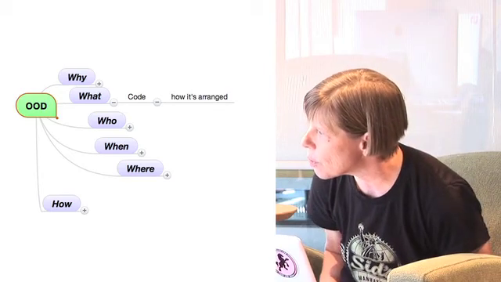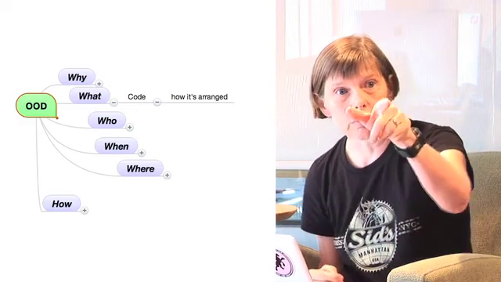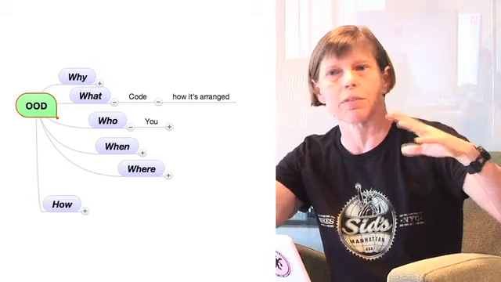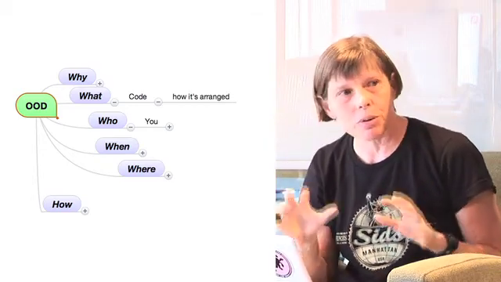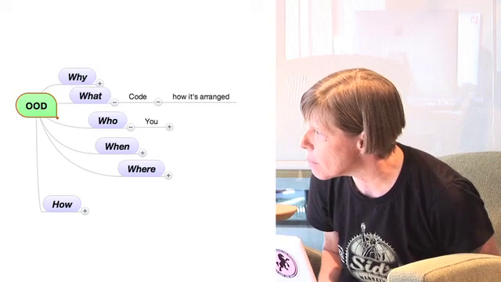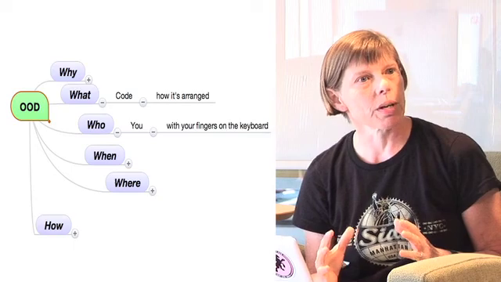And if that's true, then the designer is you. It's you. You're the designer. It doesn't really matter if you have a more senior person saying, oh, you should think of the structure. The guy with their hands on the keyboard is the one who's doing design. And that means that you're always doing design every time you write code.